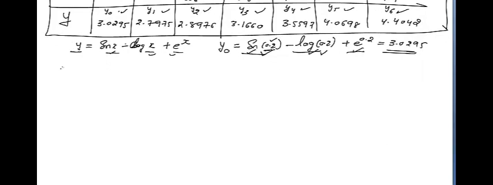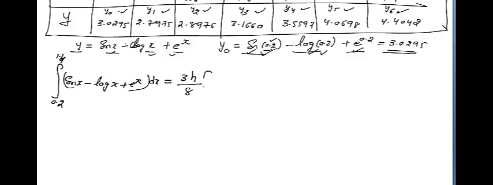I am going to find the value of the integration from 0.2 to 1.4 of sin x minus log x plus e raised to power x dx. Now it is 3h/8. So you will take the starting one and the end one, and you will add them only once, y0 plus y6.